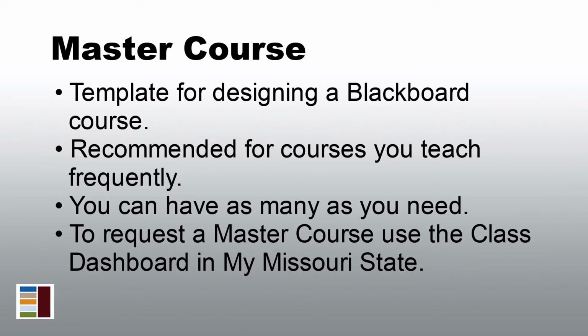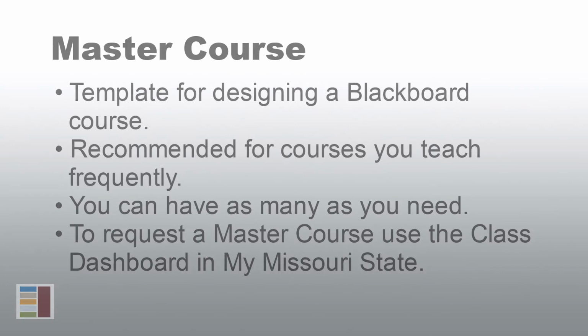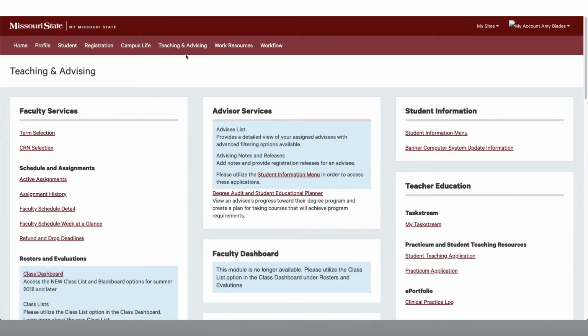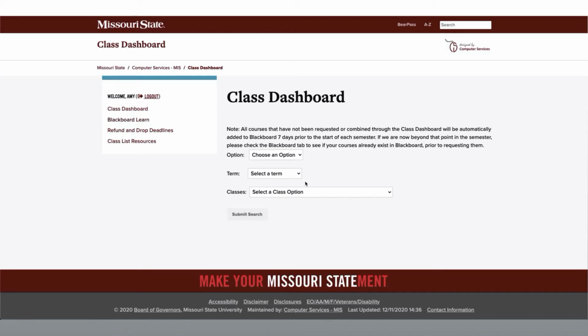course. To request a master shell, access the Teaching and Learning and Advising tab from My Missouri State. From the Teaching and Advising tab, click on the link for Class Dashboard under the Rosters and Evaluation heading. On the Class Dashboard page, select Blackboard from the Options menu. Then select any term from the drop-down menu.